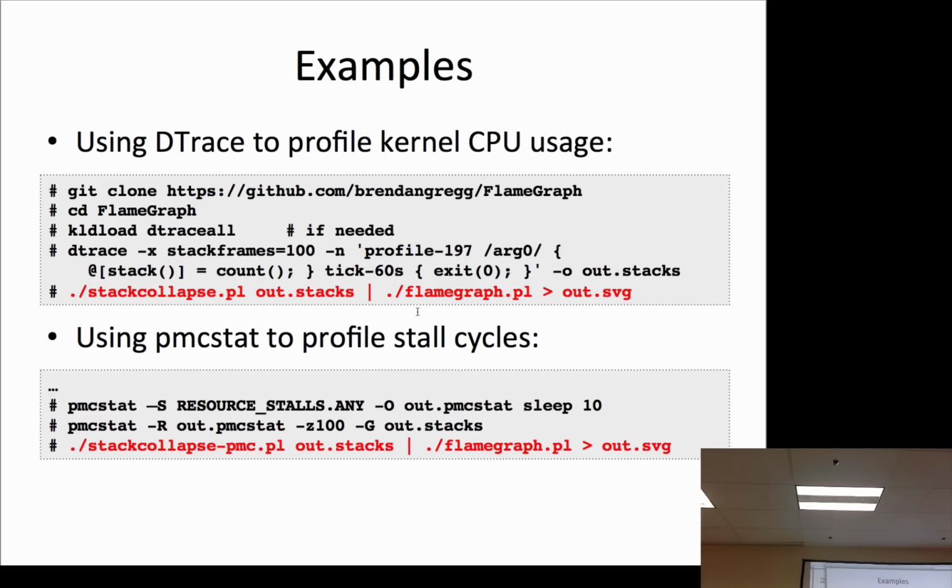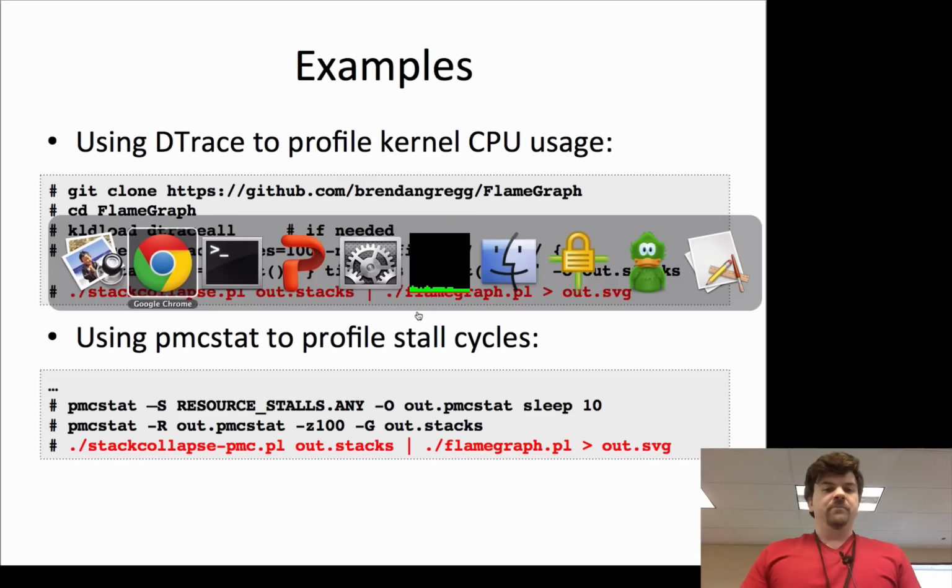So we're just setting the stack depth, profiling at 197 Hertz. arg0 for the profile provider of dtrace is the kernel program counter. So I only want to capture a kernel stack if it's kernel code on CPU. You can do the same thing for user level stacks. So that just samples for 60 seconds, and then I have a program, stackcollapse.pl, that takes the format and generates output that looks different.